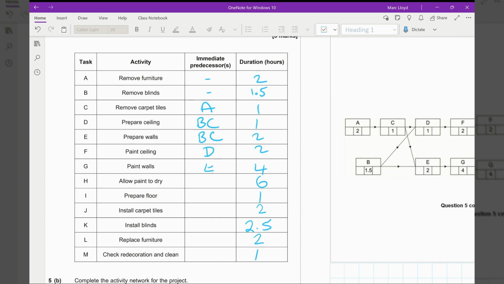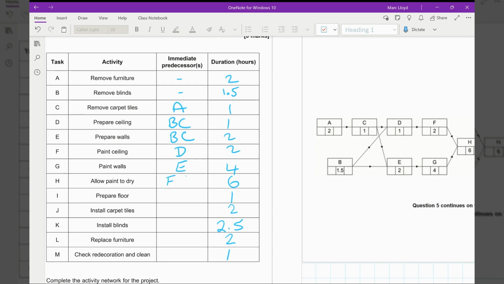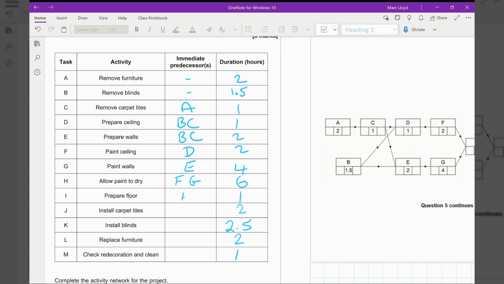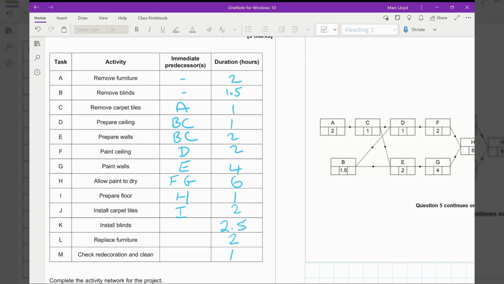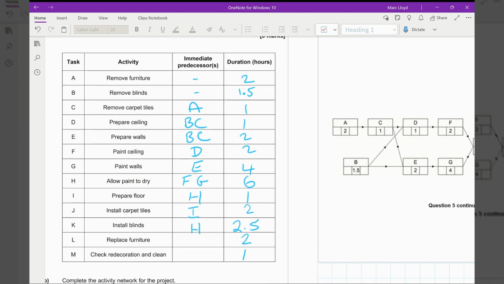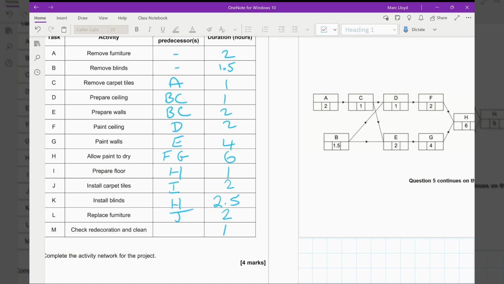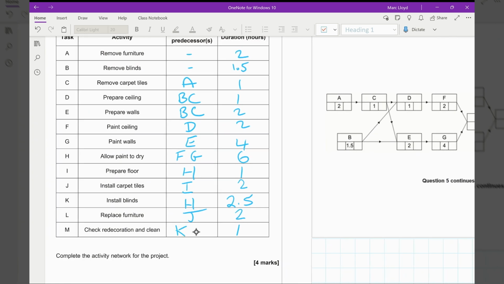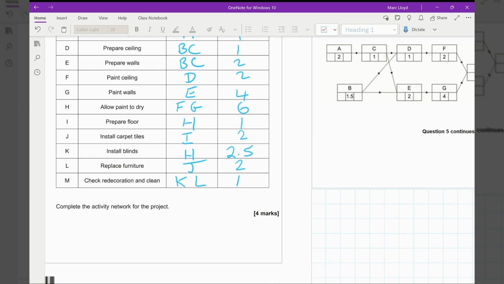G has got E. H has F and G. I is got H. J has I. K has got H behind it. L has J behind it. And finally, M has got L and K, or K and L. There we go. Now it wants us to complete the activity network for the project.